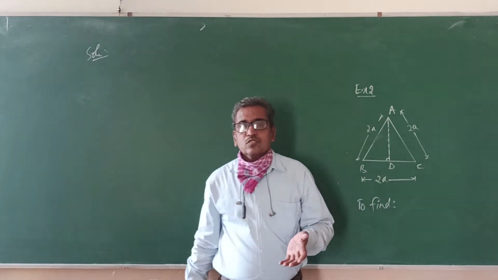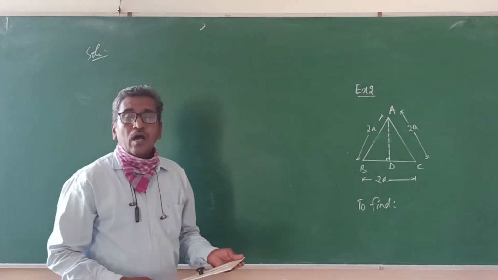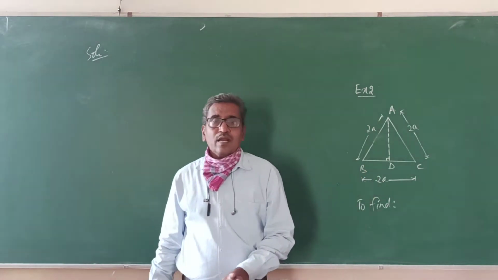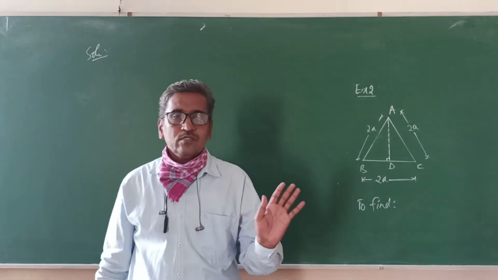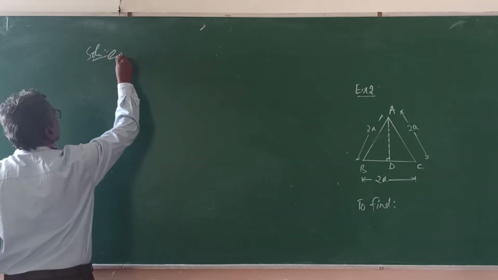Those three altitudes are also equal. So, altitude means 90 degrees. Where the 90 degree angle comes in a triangle, there must be the Pythagoras theorem. Is it? Yes.